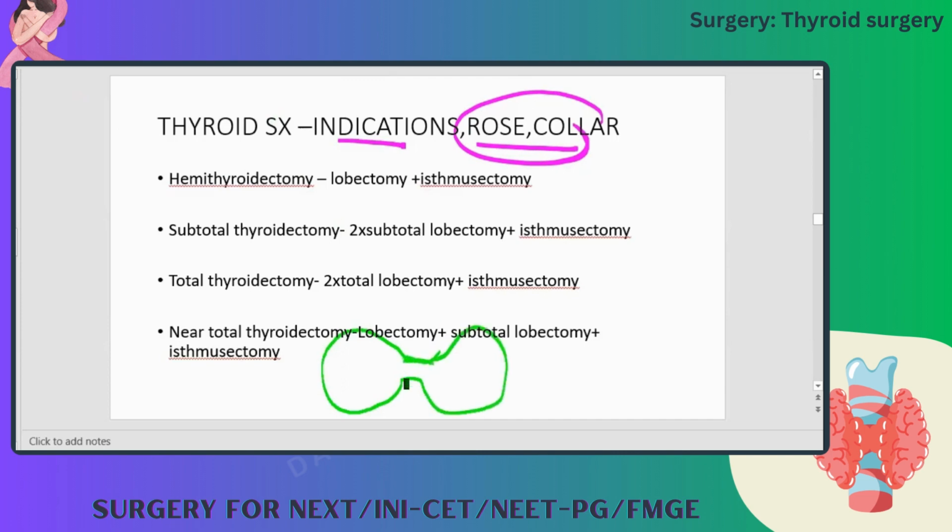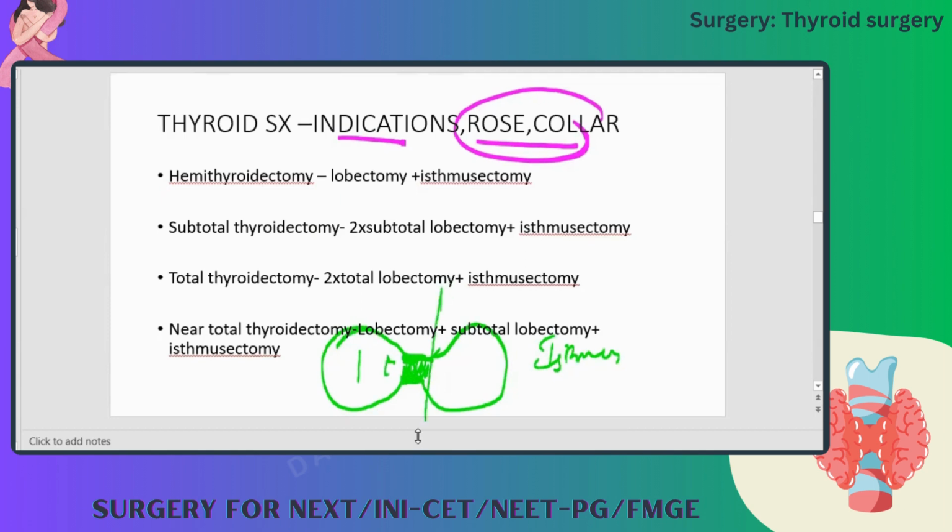So what is this part? Isthmus. Okay. So just listen once. Hemithyroidectomy is removal of one lobe and isthmus. One lobe plus isthmus, that is hemithyroidectomy. Total thyroidectomy is two lobes and isthmus.